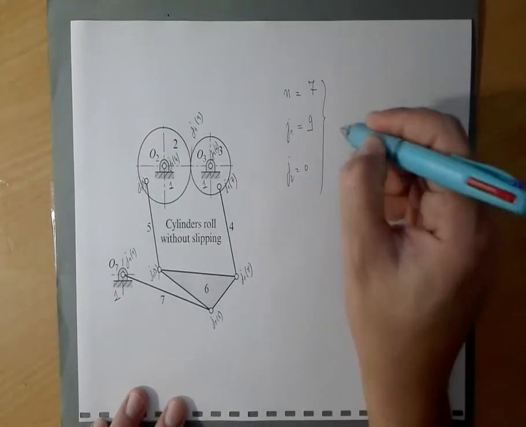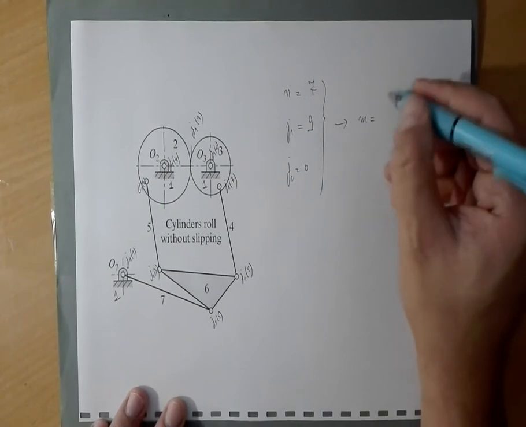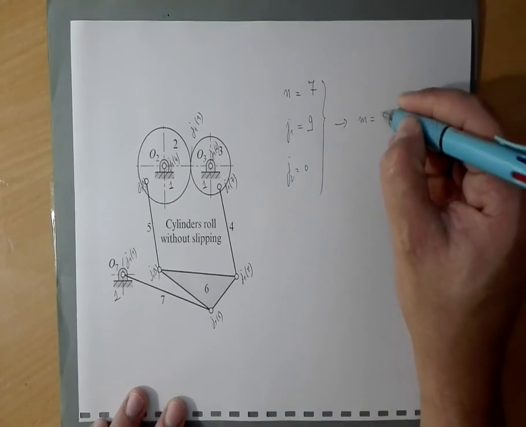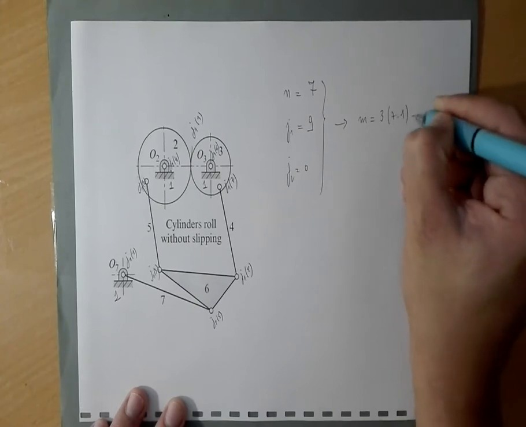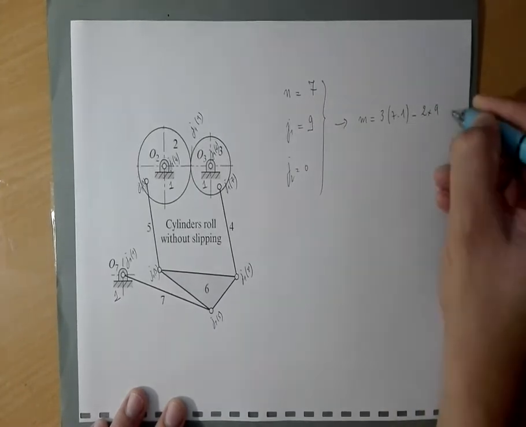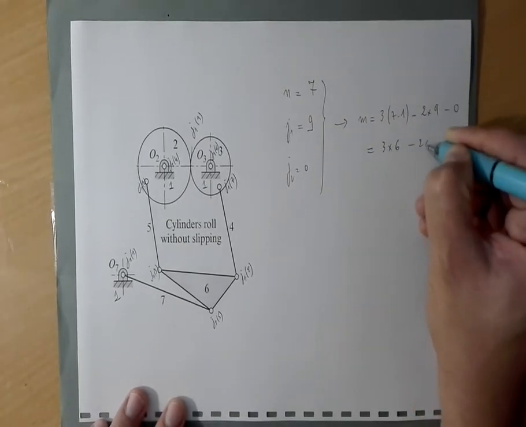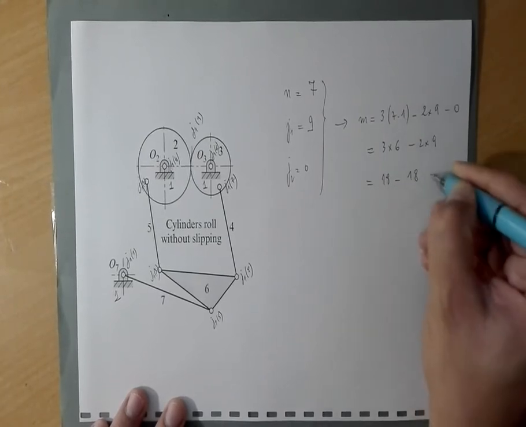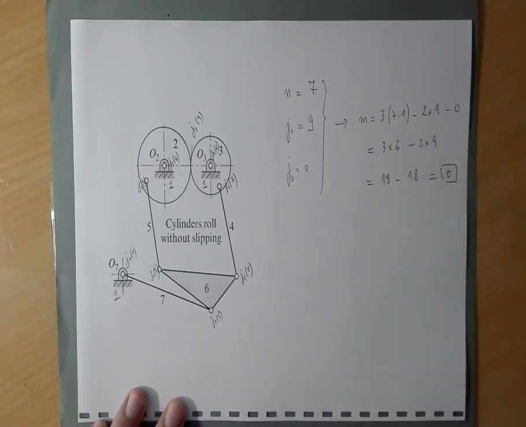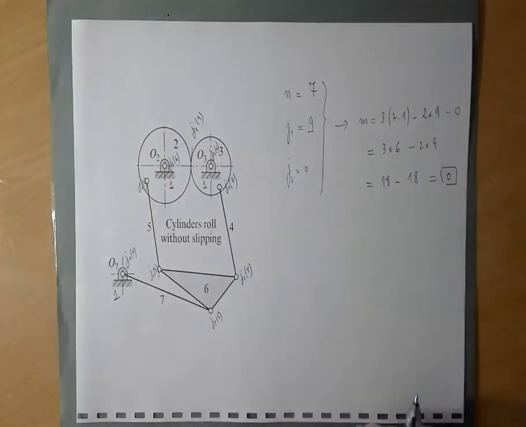So the mobility of this linkage is 3 times (7 minus 1), minus 2 times 9, minus 0, which is equal to 3 times 6 minus 2 times 9, which is 18 minus 18, which is 0. The mobility is 0. It means that it is a structure and cannot transmit any motion.